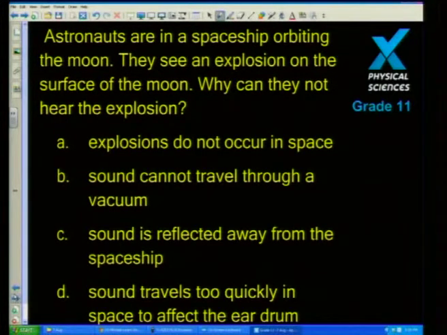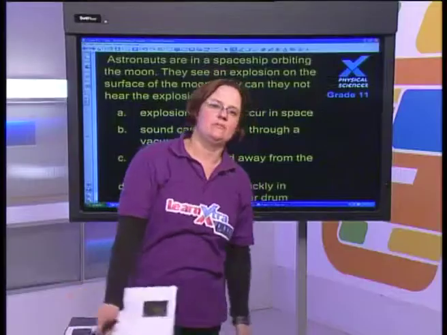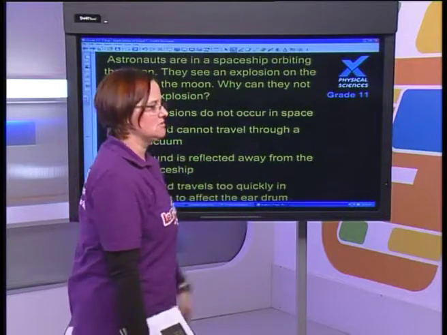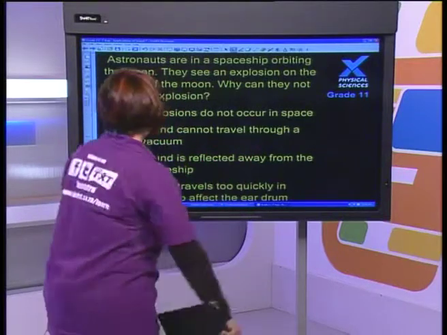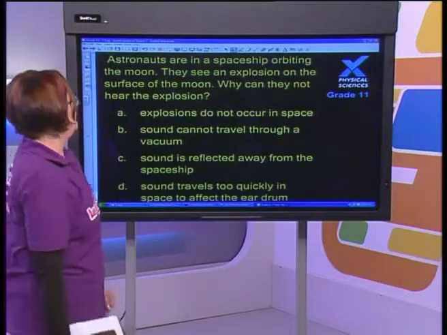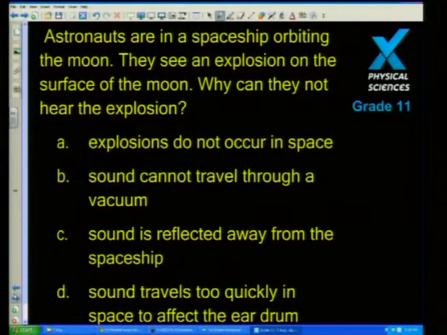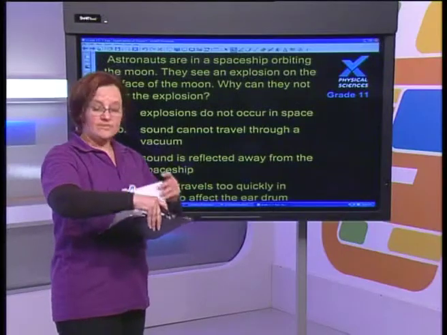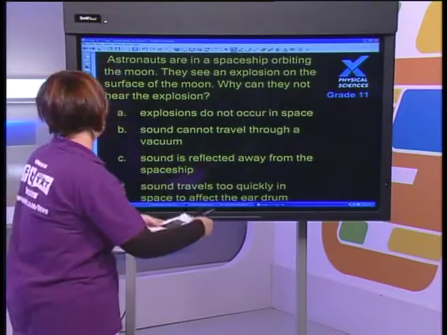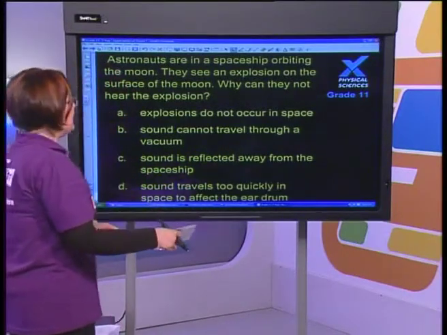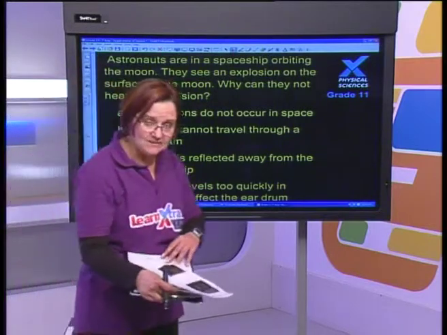Now, this question I particularly like. It's one of my pet peeves. I love sci-fi movies, but if they actually took this into consideration, they'd be very boring. Astronauts are in a spaceship orbiting the moon. They see an explosion on the surface of the moon. And who knows, maybe the Transformers have come, the Decepticons have arrived. So, why can they not hear the explosion?